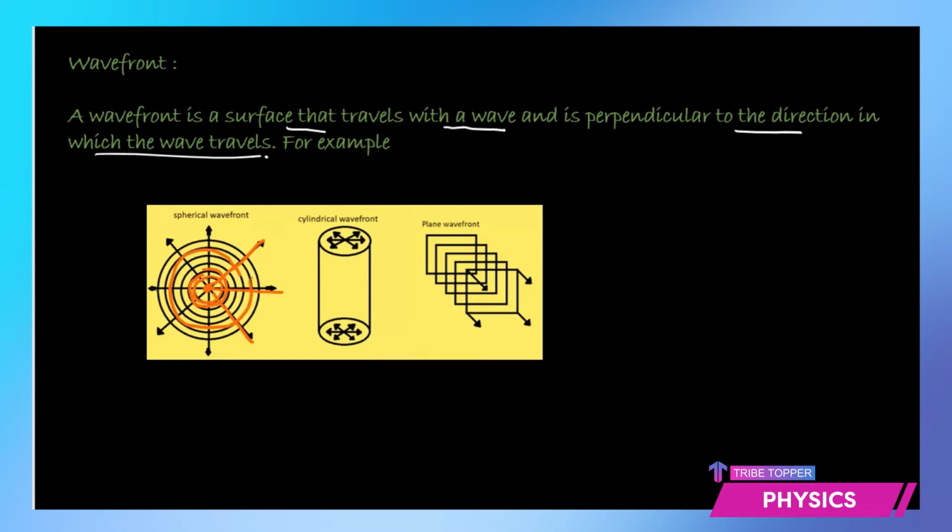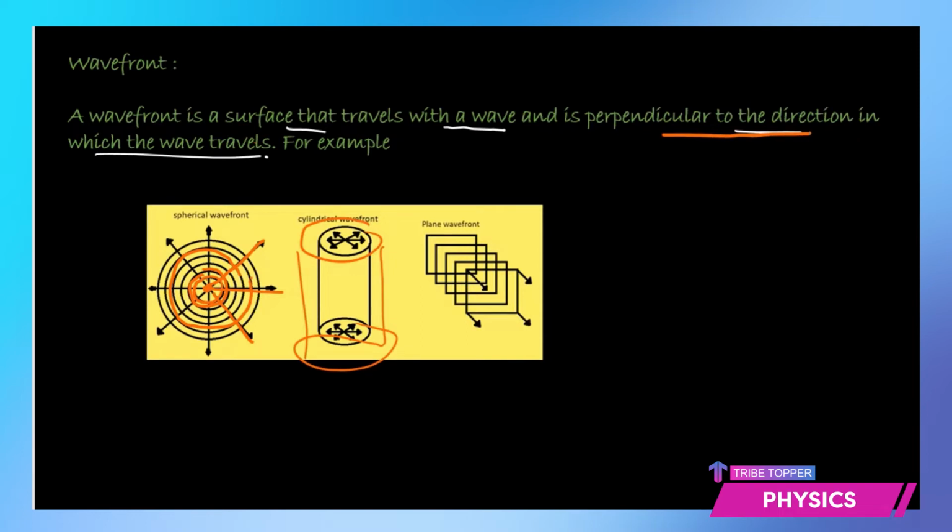So whenever you have a point source of light, you will get spherical or circular wavefronts. Sometimes you also get cylindrical wavefronts. Like here, if you have something, then you will have cylinders moving out. All those envelopes will be the cylindrical wavefronts. If you have parallel rays, then you get plane wavefronts. So a wavefront is basically just a surface that travels along with the wave. But remember, it is perpendicular to the direction in which the wave travels.